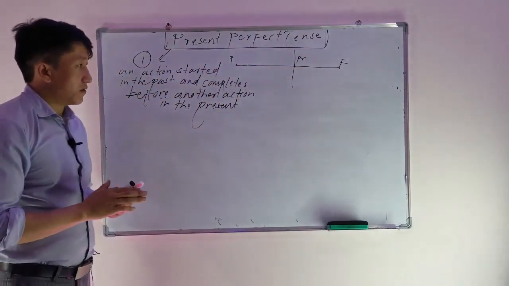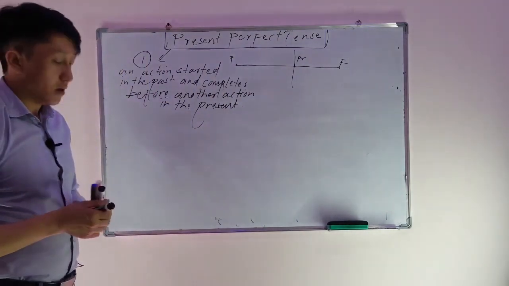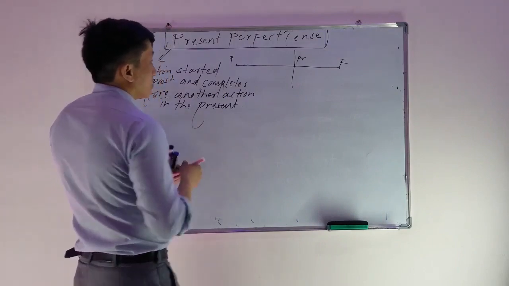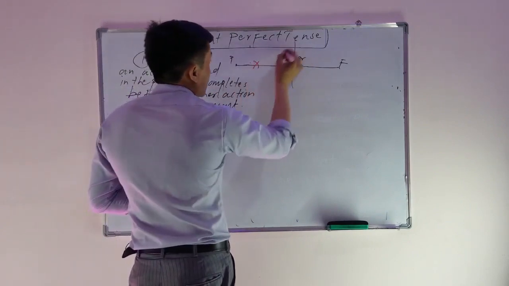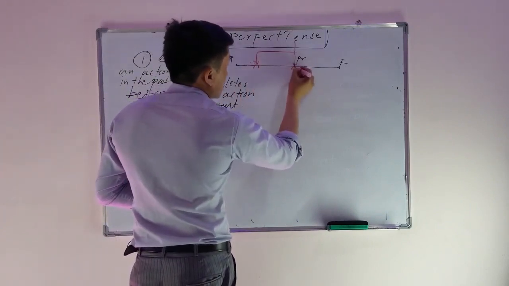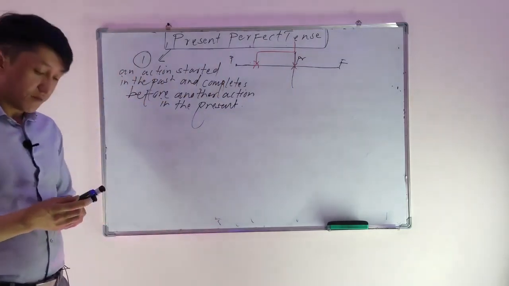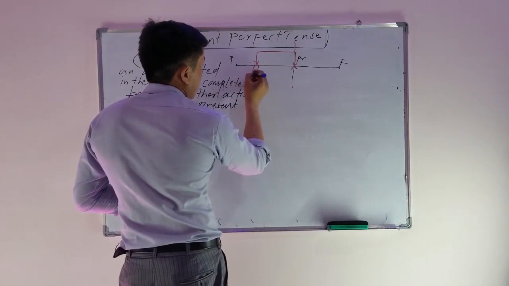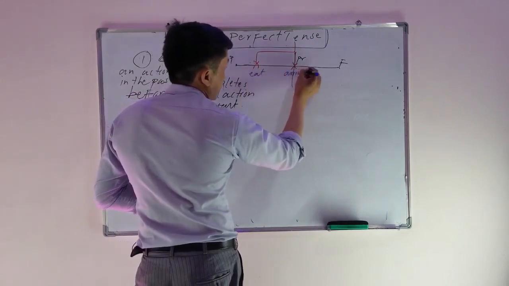Now the first definition or the first usage of present perfect talks about an action that started in the past. Look here, the action started in the past, like for example here, and it continues up to present. It finishes here before another action in the present tense. For example, if I have two actions, the action of eating and the action of arriving.